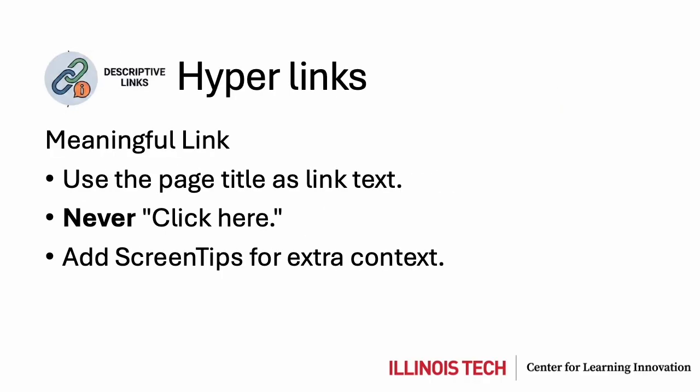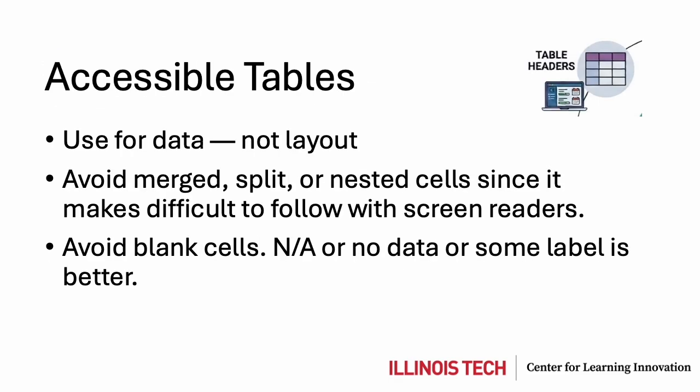Now, with hyperlinks, we talked about underlining and making them different colors, but they should also clearly indicate where they lead. Rather than using generic phrases like click here or read more, use descriptive text to identify the destination, like the title of the web page or resource. You can also add screen tips to provide additional context when users hover over a link. Meaningful link text benefits both the screen reader users and sighted users in navigating.